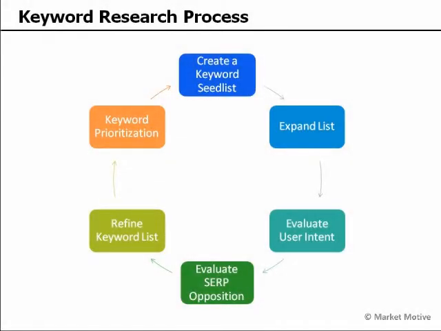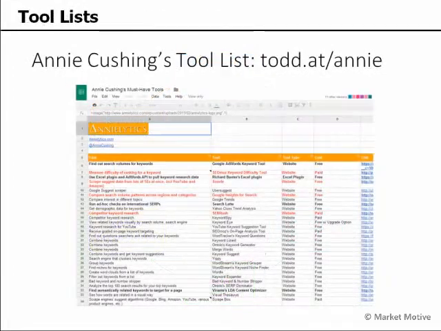So now we've seen a little bit more hands-on how to create that keyword list, how to expand it, how to evaluate it, how to do some really basic SERP opposition scoring and refine that list and prioritize. We're going to look in the next segment about some more advanced opposition scoring and some more advanced Cobb analysis. But we need to understand these tools, and we have them demonstrated now.